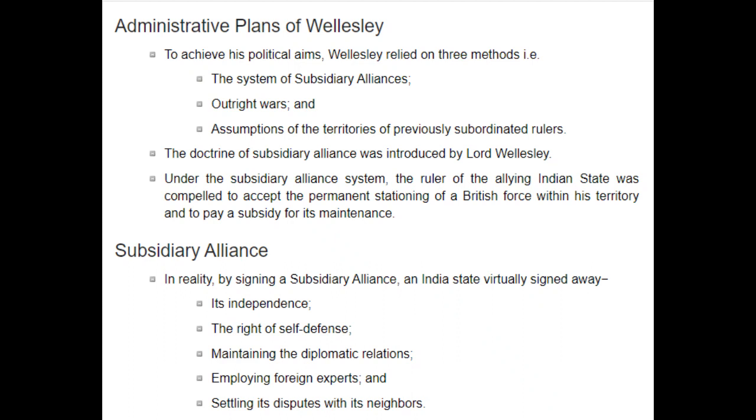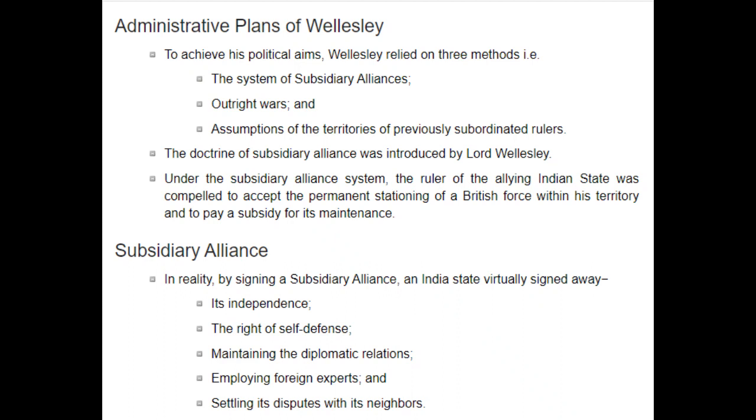The doctrine of subsidiary alliance was introduced by Lord Wellesley. Under the subsidiary alliance system, the ruler of the allying Indian state was compelled to accept the permanent stationing of a British officer within his territory and to pay a subsidy for its maintenance. So these were the administrative plans of Wellesley.